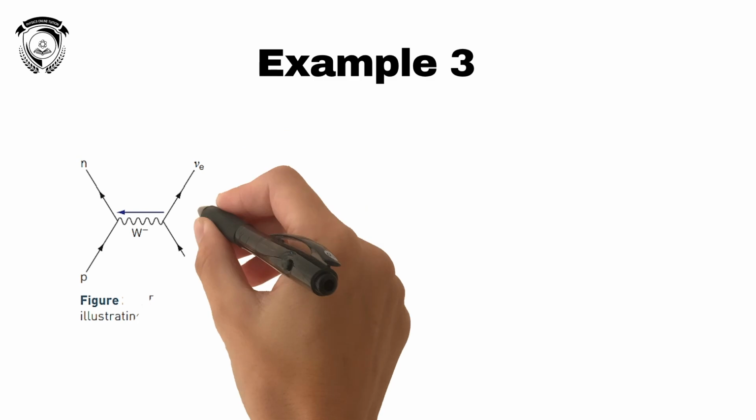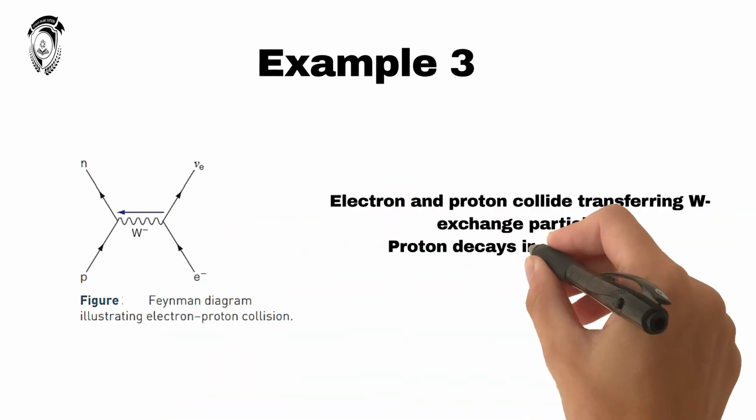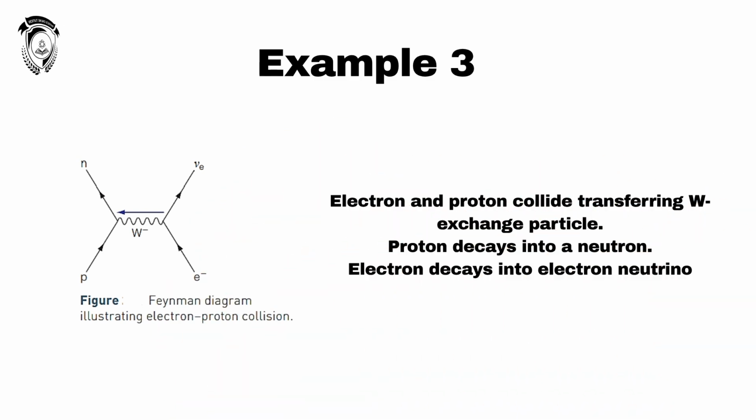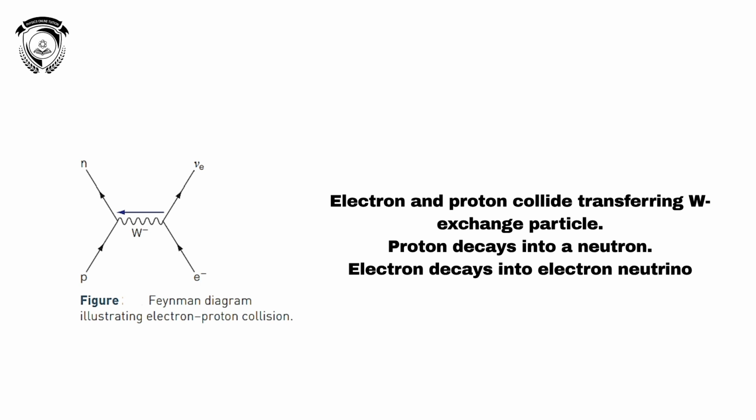Example number 3. An electron and a proton collide with each other, transferring a W boson negative exchange particle. The proton decays into a neutron and the electron decays into an electron neutrino.